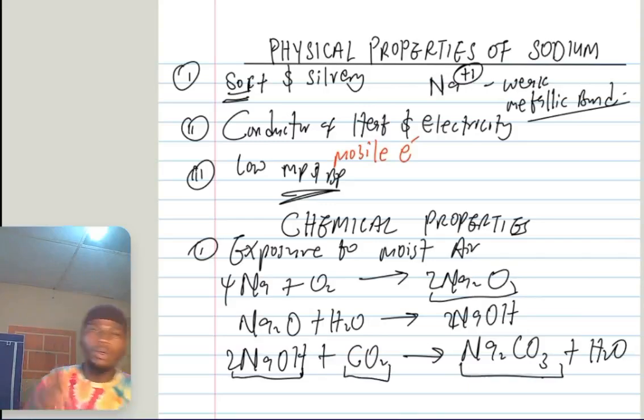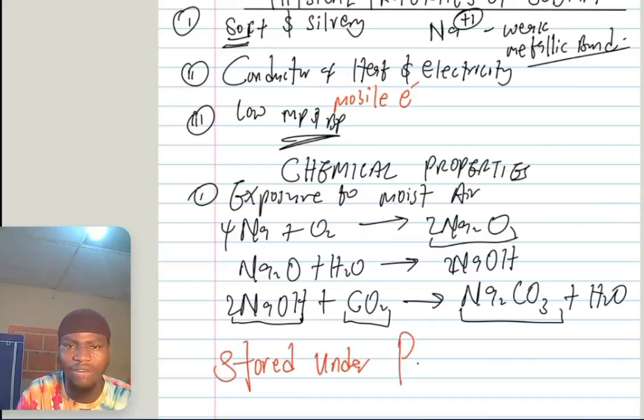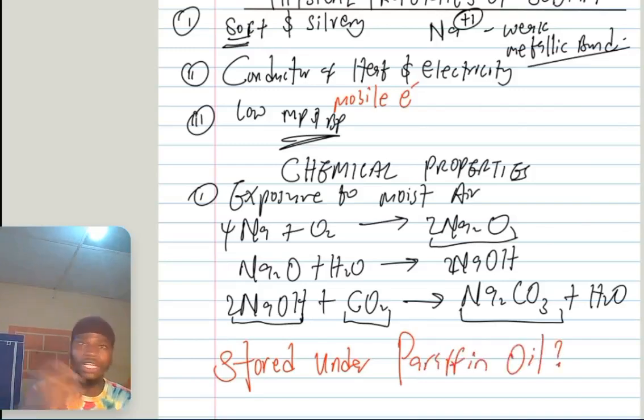Now, this aspect of the chemical property will tell us the answer to a question. You might be asked why it is that sodium is always stored under paraffin oil. Why is sodium always stored under an inert reagent like paraffin oil? Also potassium. If you don't see paraffin oil, you will see kerosene or petroleum ether. All these are inert reagents.